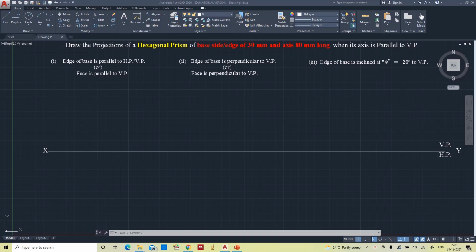Hello everyone. In this video, you are going to learn how to draw the projections of a hexagonal prism when its axis is parallel to the vertical plane, with certain conditions of the solid. So before going to draw, have a look at the hexagonal prism.